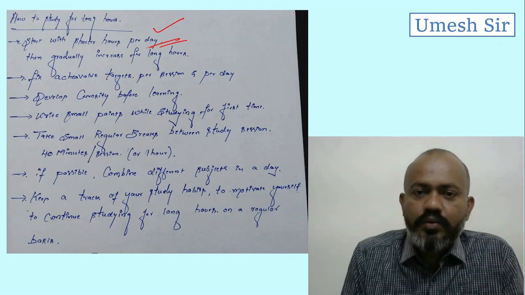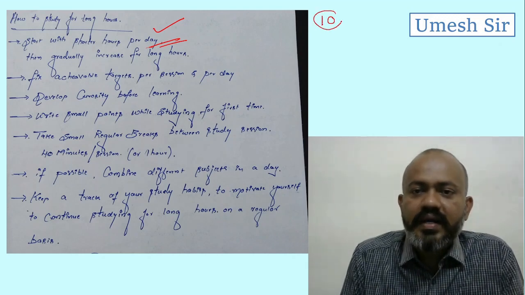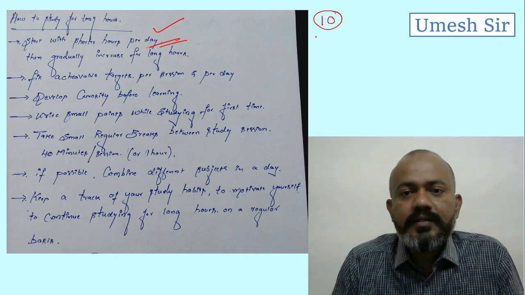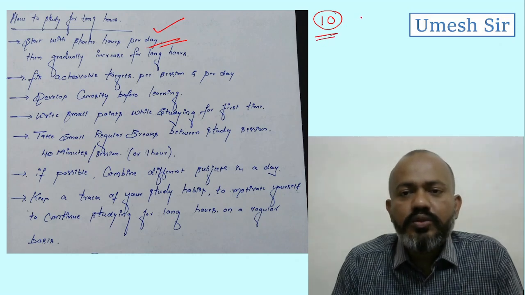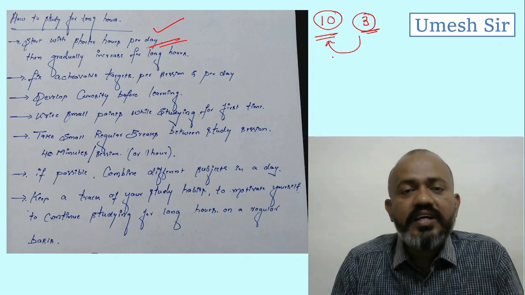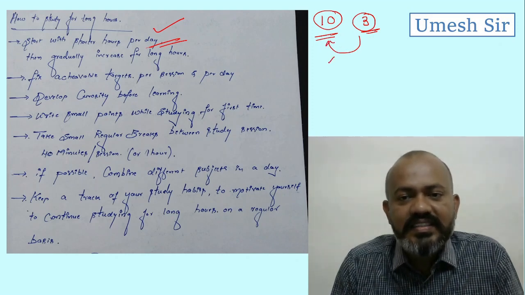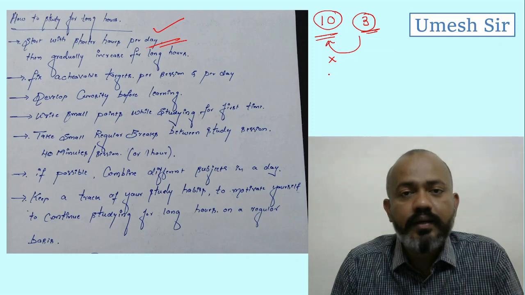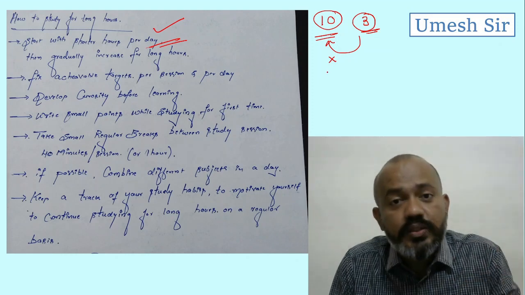See, let's say you want to study for some 10 hours per day on a regular basis, but you are used to only study for 3 hours per day. This is a problem. So, suddenly you want to study for 10 hours per day. Okay, see, this is not possible. Suddenly you cannot do. Yes, you can do, but gradually, not suddenly.